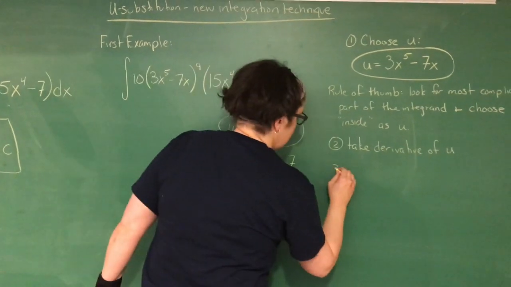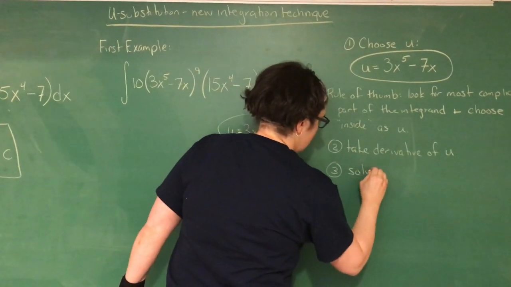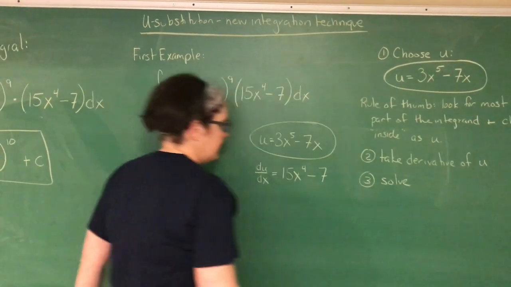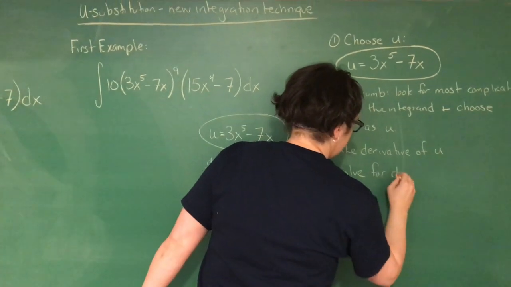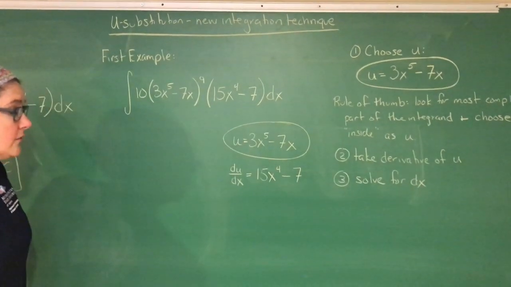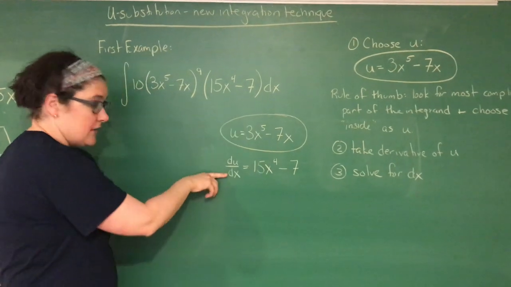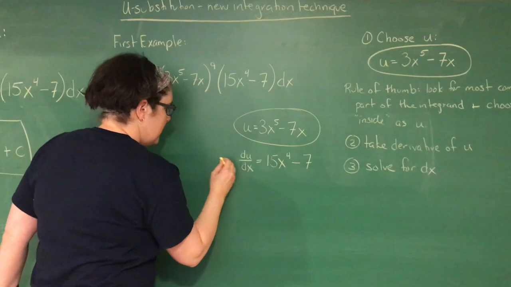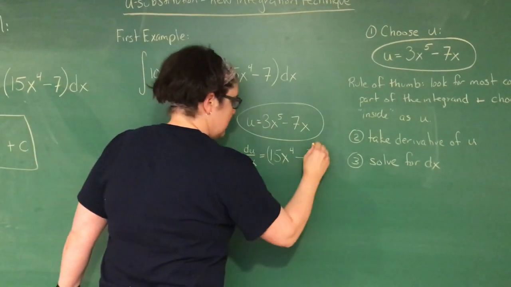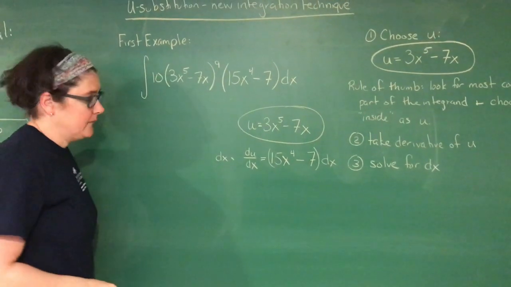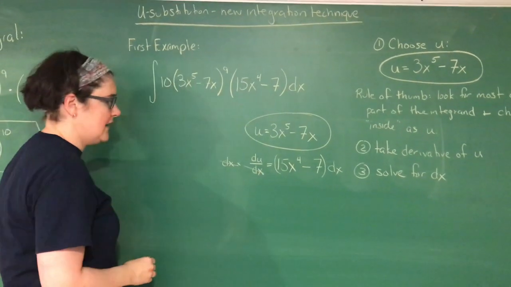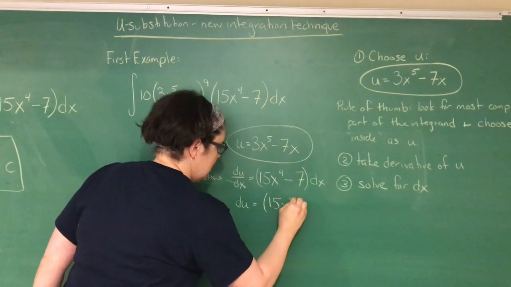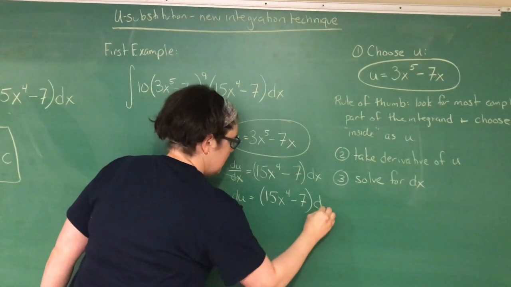Step 3 is to solve this equation for dx, which is in the denominator of this fraction. To solve this equation for dx, the first thing I need to do is get that dx out of the denominator. So I'm going to multiply both sides of the equation by dx. On the left side, the dx's cancel, and I'm left with du equals 15x to the fourth minus 7 dx.